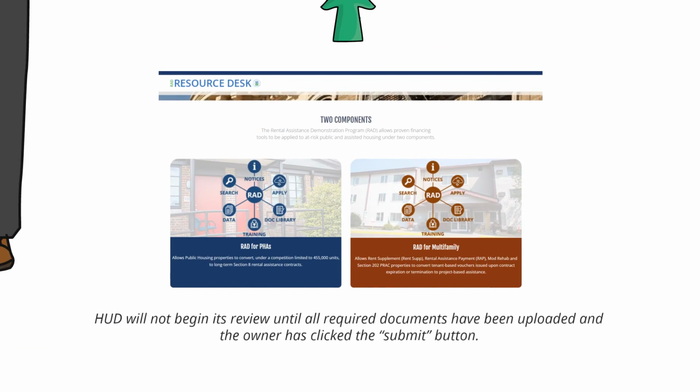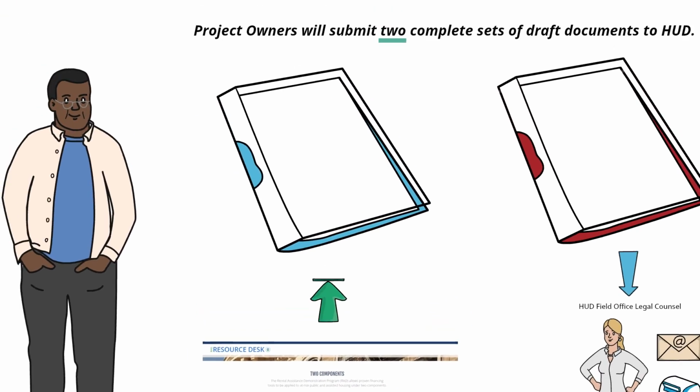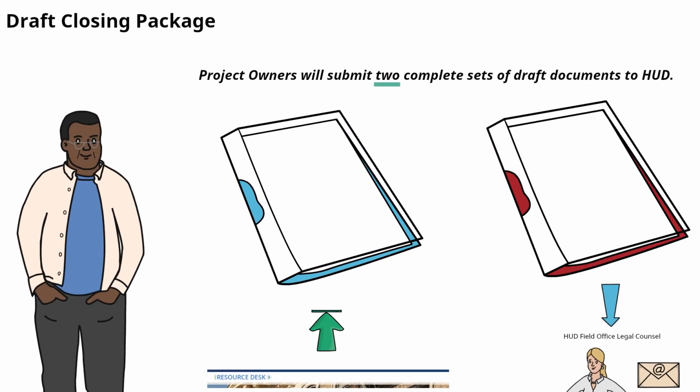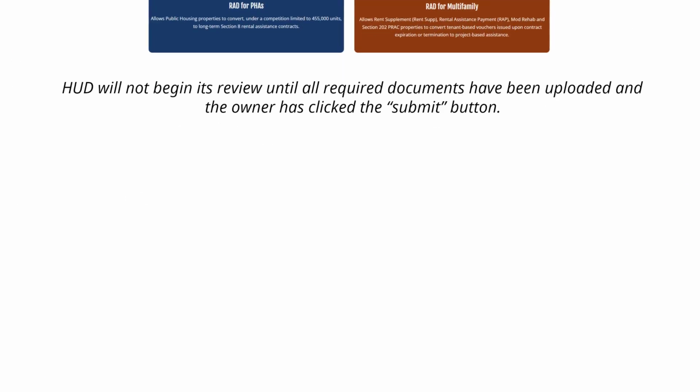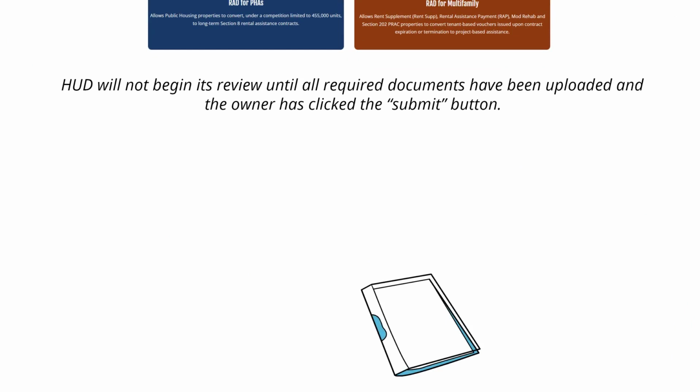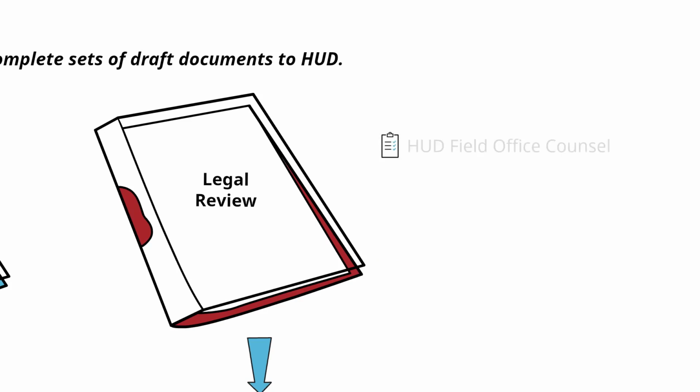Documents submitted to the RAD resource desk may be uploaded individually, but HUD will not begin its review until all required documents have been uploaded and the owner has clicked the Submit button. HUD will conduct 2 concurrent reviews of the documents, a programmatic review and a legal review. Documents uploaded to the RAD resource desk will be reviewed for programmatic compliance by the RAD closing coordinator. The assigned HUD field office counsel will perform a legal review of the closing documents.